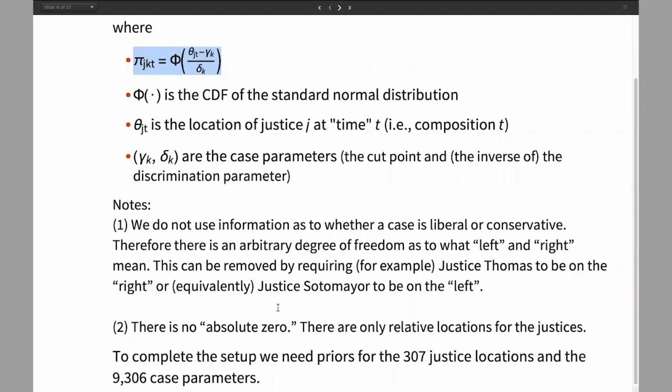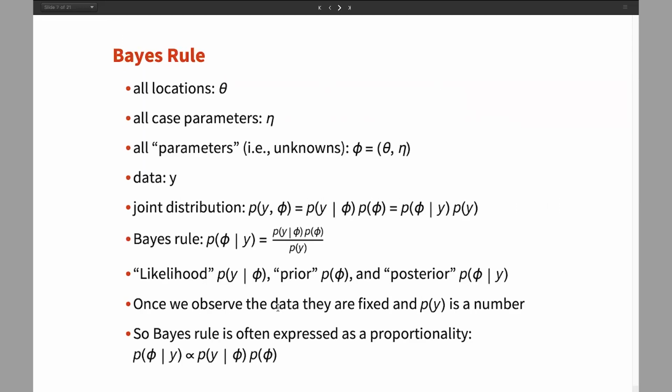So what do we need in order to make progress? Well, we have 307 justice locations and 9,306 case parameters. We're taking a Bayesian approach to estimation, as Martin and Quinn did. And so we need to come up with priors for these roughly 9,600 parameters. Okay, so very briefly, here is Bayes' rule.